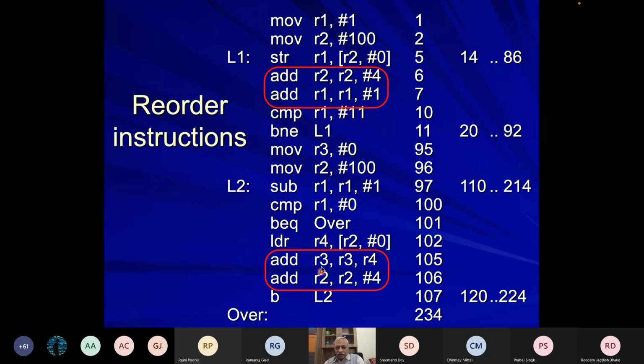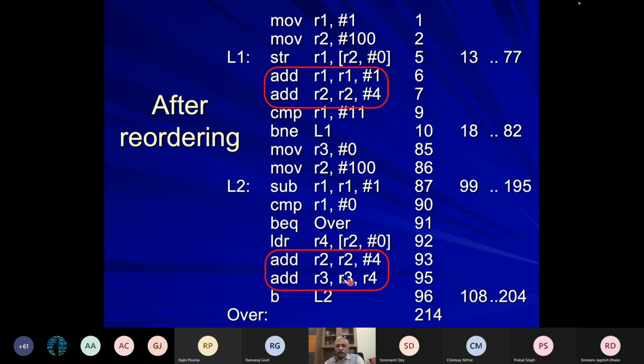So same thing is possible here also, because this instruction LDR and add, they are dependent. So by interchanging these, we will move dependent instruction away. That will cut down the delay. So here the delay is reduced to 1 cycle because we have moved this instruction 1 cycle away. Similarly, the delay has been reduced by 1 cycle here. So essentially 10 cycles we gained here, 10 cycles we gained here. 234 has reduced to 214 now.